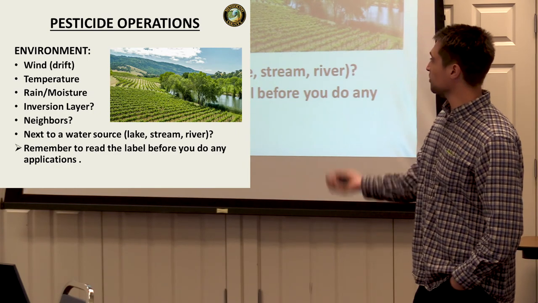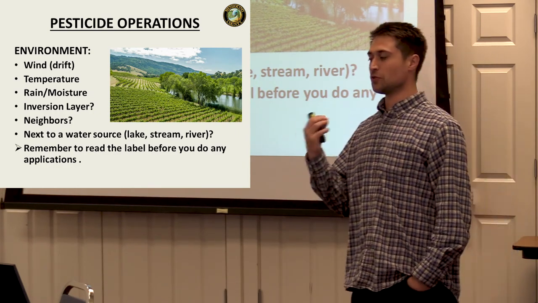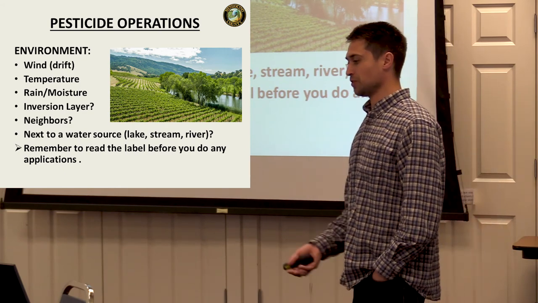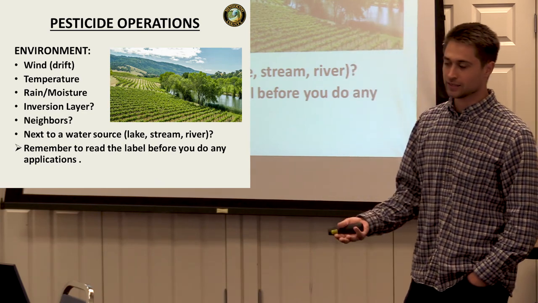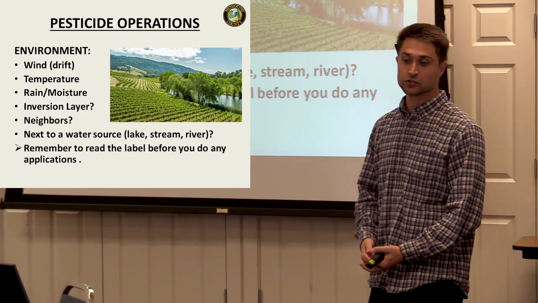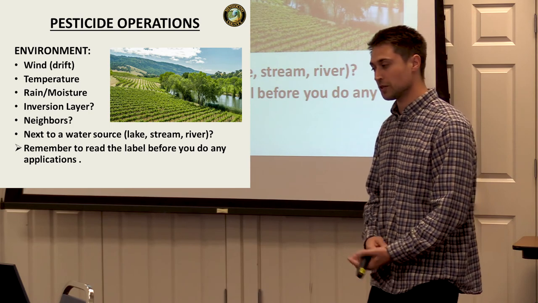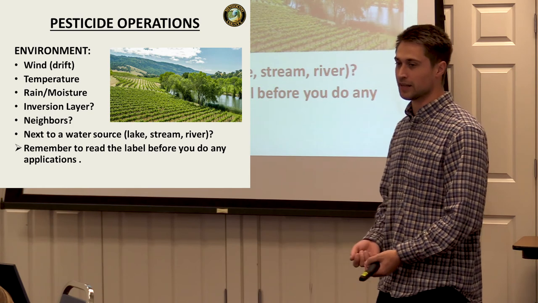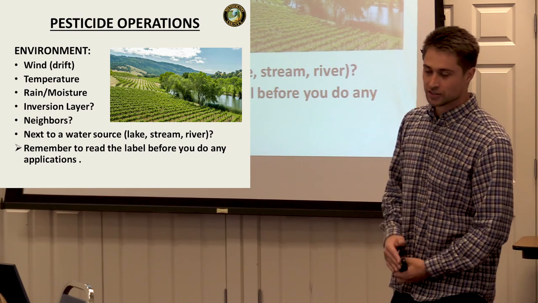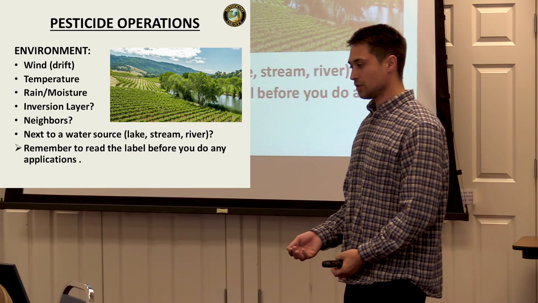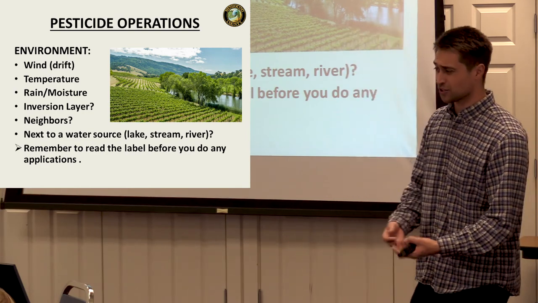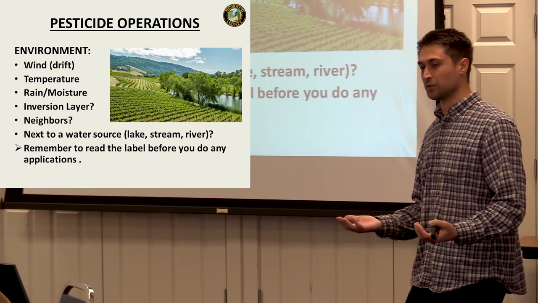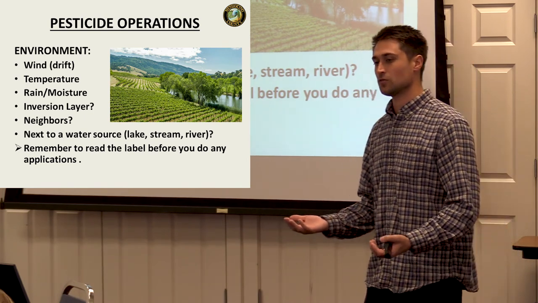Last but not least, you want to be looking at your environment, as we were talking about earlier. Is it windy? Is the pesticide going to drift? Always look at drift. What's the temperature like? There are certain pesticides you can't apply above a certain temperature because it could be phytotoxic to the plants. Is it going to rain? Is there a lot of dew outside? Some pesticides don't allow you to apply when rain is in the 24-hour forecast. What about morning dew?